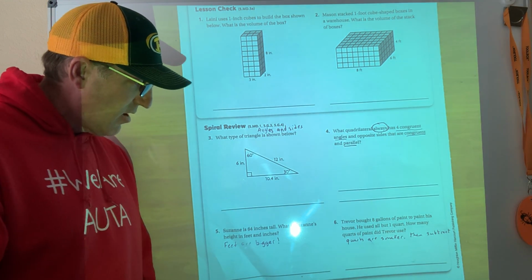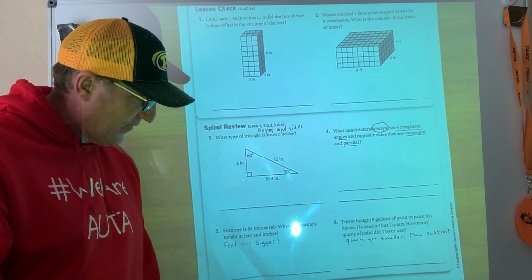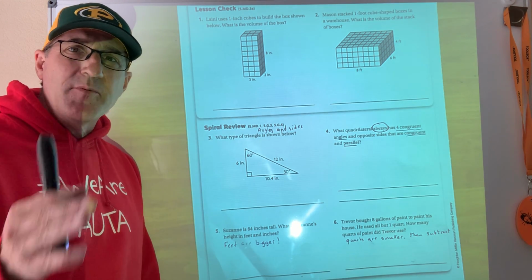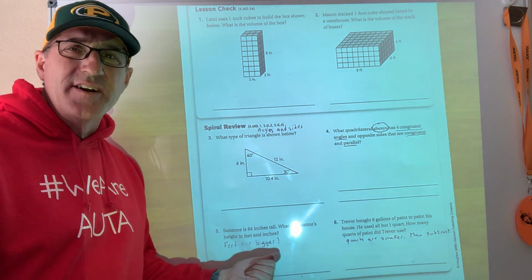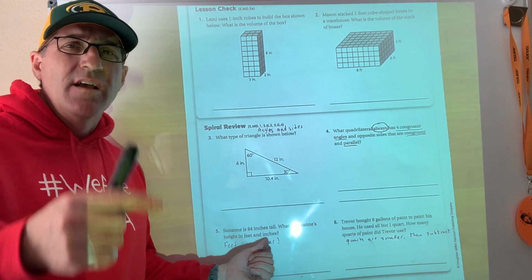Suzanne is 64 inches tall. What is Suzanne's height in feet and inches? Feet are bigger, so I need less. So I'm going to divide, right? And when it says feet and inches, you know you're going to divide because the inches are the remainder.